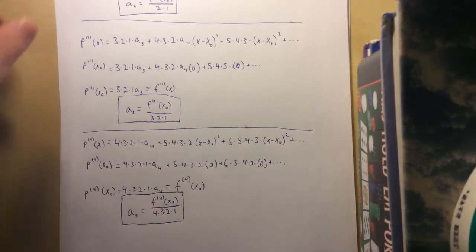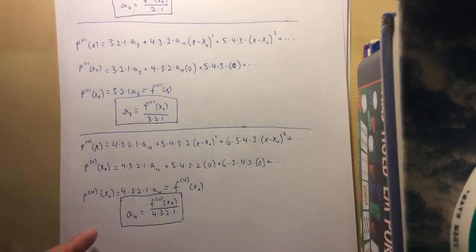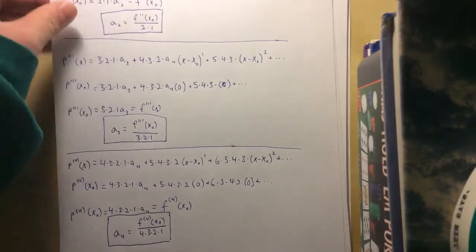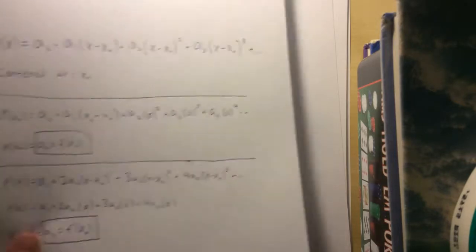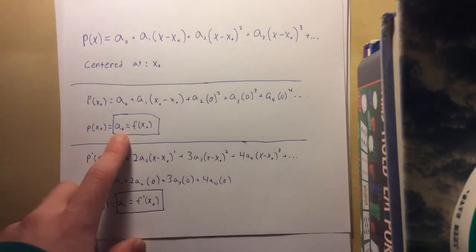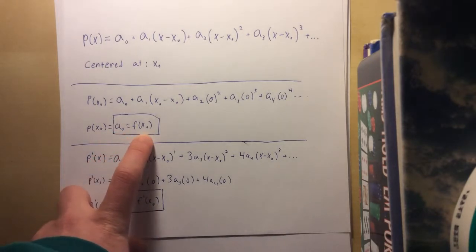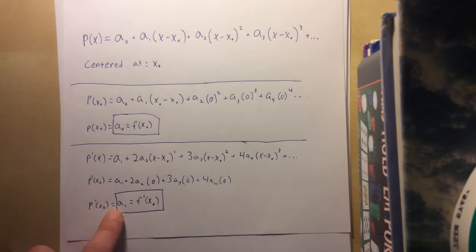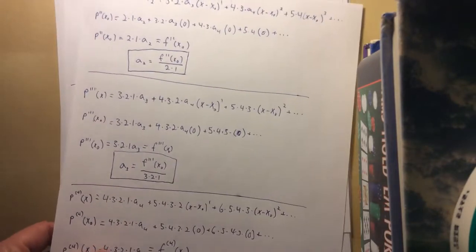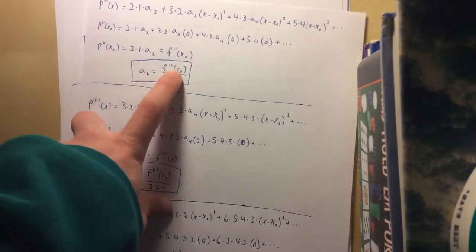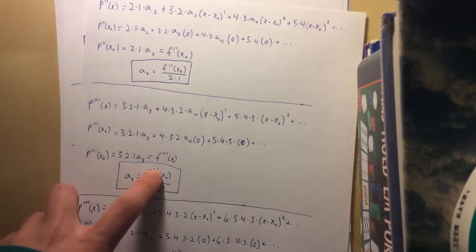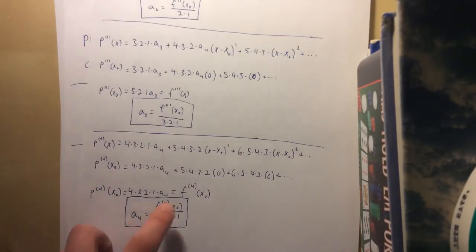Now let's see if we can write a general term for a sub n, because we don't want to keep on doing this forever and ever, if we can see what the pattern is. Notice that for the first constant, a sub 0, we just get the function. The second constant, a sub 1, we're using the first derivative. The third constant, a sub 2, we're using the second derivative. A sub 3, we're using the third derivative. A sub 4, we're using the fourth derivative.